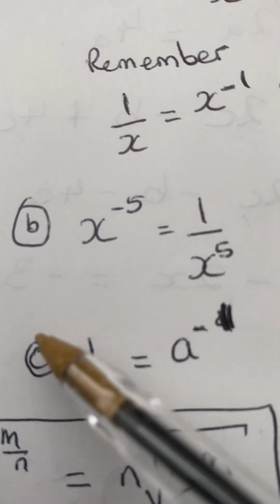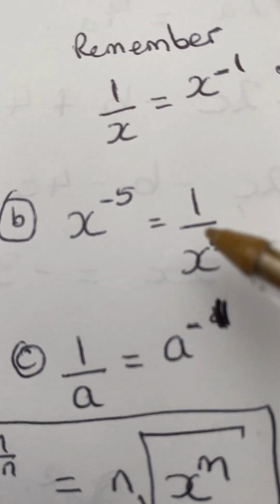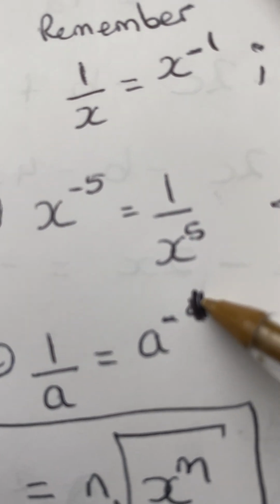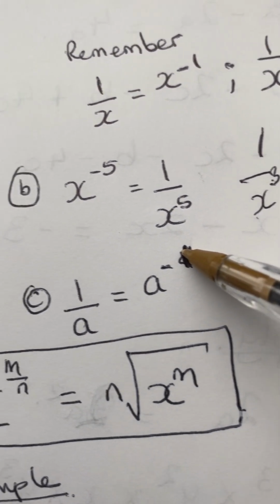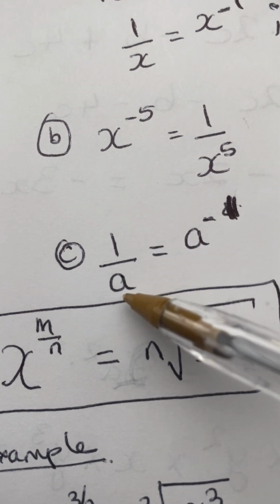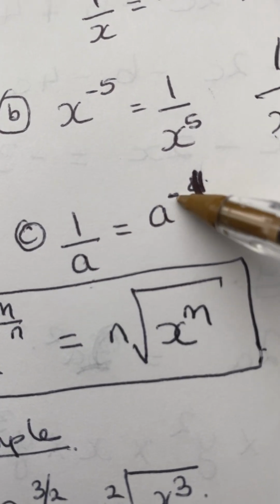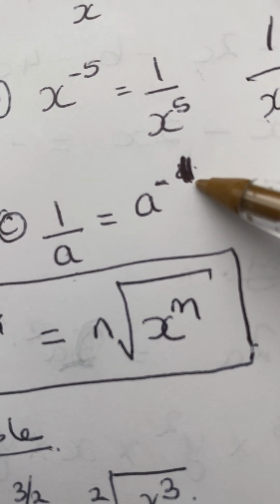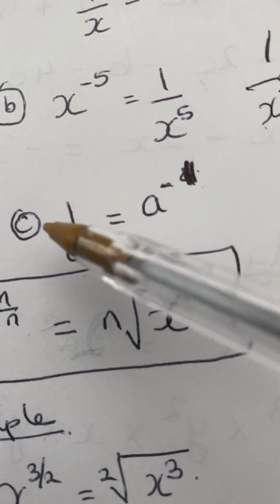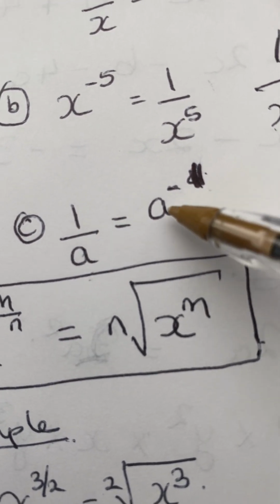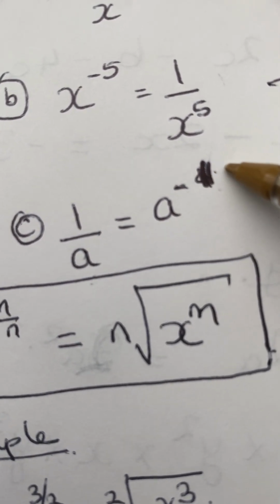Now x to the power minus 5 is equal to 1 over x to the power 5. Okay, these are the examples. 1 over a equals a to the power minus 1. So 1 over a to the power 10 will be equal to a to the power minus 10.